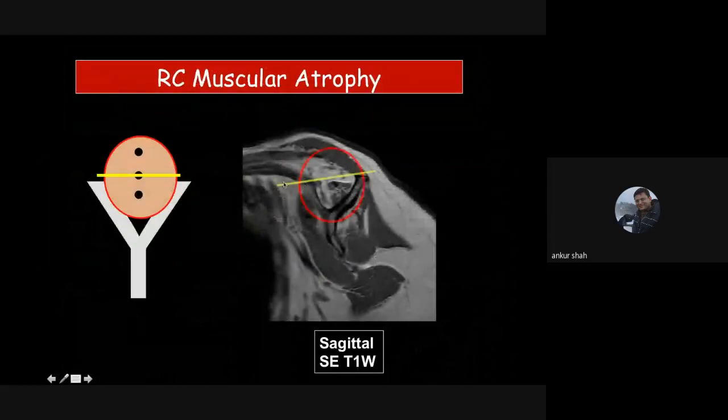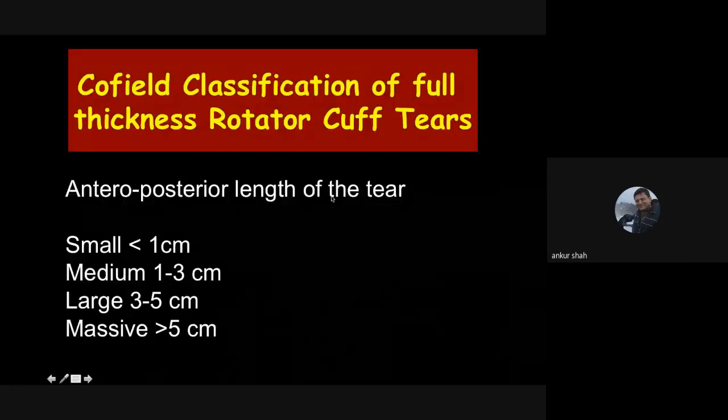Then, as I said, we have to always tell about the muscle atrophy, and this is how we measure it. You take the image which is forming this scapular Y. When you see this Y, then draw a horizontal line and look for the muscle bulk. Ideally, it should be bulging above this line. If it is below this line with hyperintense areas in the muscle, this is the severe atrophy. There are different classifications for rotator cuff tears, and at least you should know something about this.